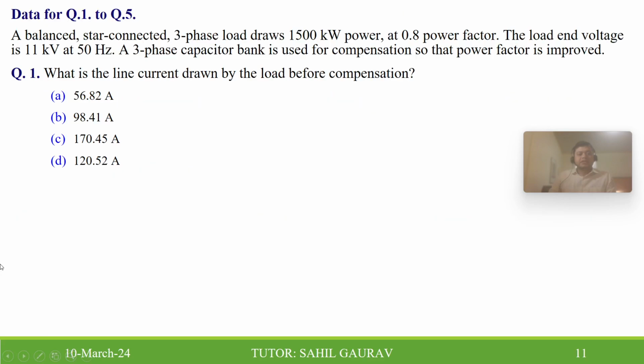So now coming to the problem. The first problem, and this is common data for questions 1 to 5. Let us first see the data. A balanced star connected three-phase load draws 1500 kilowatt power at 0.8 power factor. The load voltage is 11 kV at 50 Hz. A three-phase capacitor bank is used for compensation so that the power factor is improved. And here it is asking what is the line current drawn by the load before compensation.